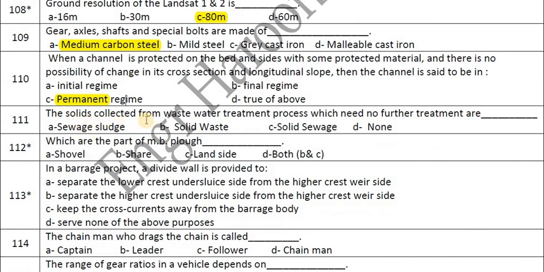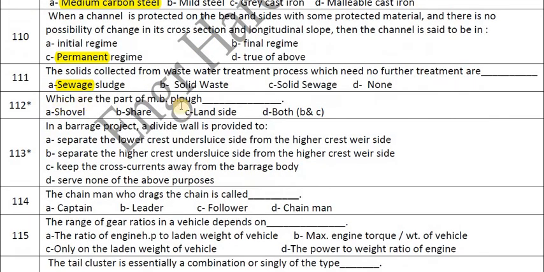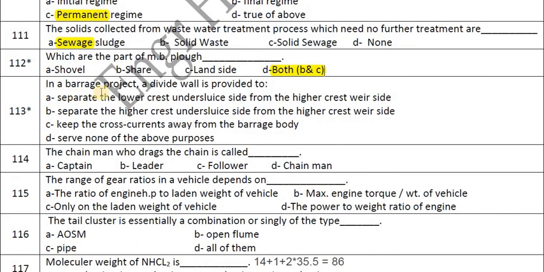The solid collected from wastewater treatment process which needs further treatment is sewage sludge. Which are the parts of moldboard plow? So share and landside are both parts of the moldboard plow, but shovel is not the part. In a barrage project, a divide wall is provided to separate the lower crest and the sluice side from the higher crest weir side. So it's the right answer.